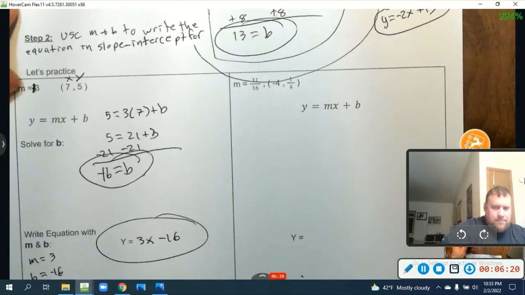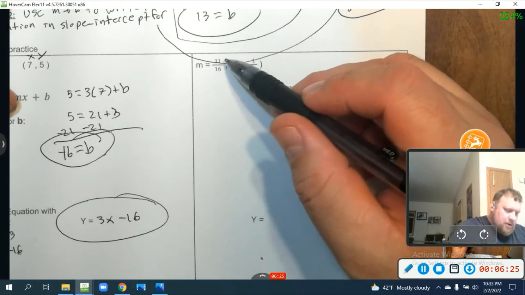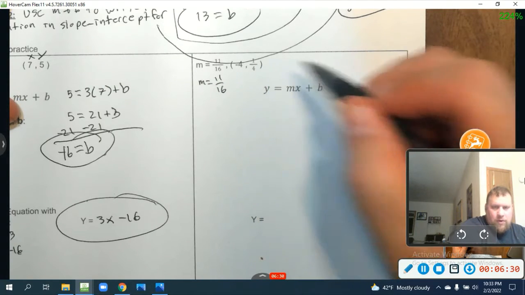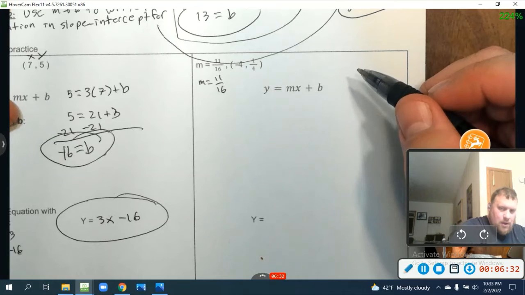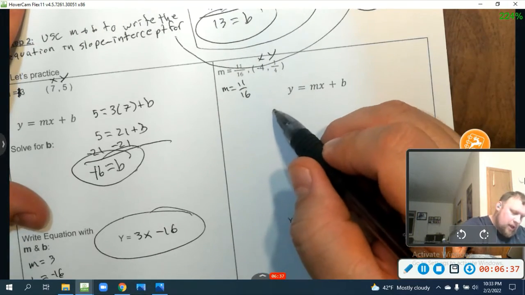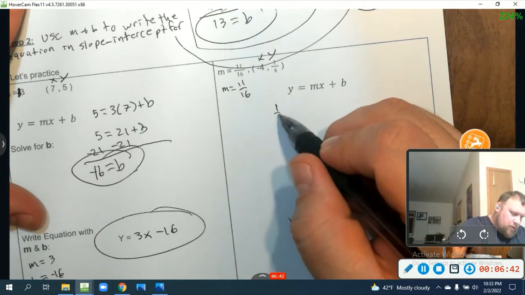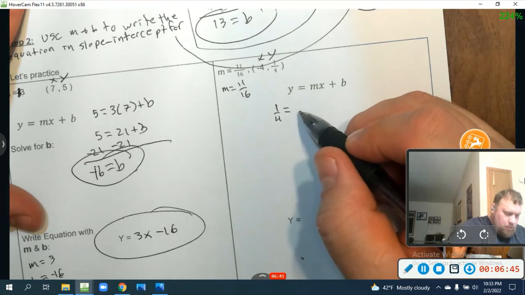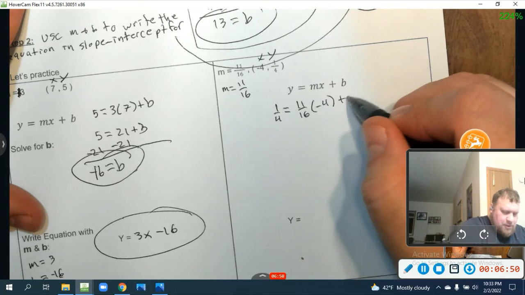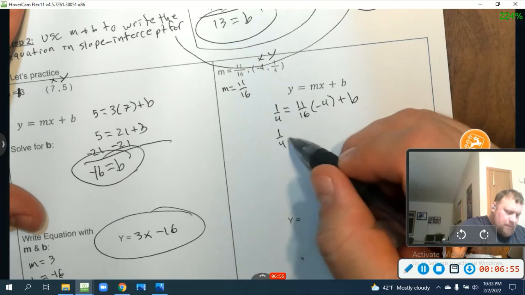Let's try this next one. All right, it's m equals 11/16, so I'll just write it again. And the point (negative 4, 1/4). Okay, so we know this is our x, this is our y again. For y equals mx plus b, I'm going to have, now don't freak out with fractions, watch how this works out. I'm going to have my y of 1/4 is equal to my slope of 11/16 times my x value of negative 4 plus b, right? And then we know we're not doing anything to 1/4 yet, equals.